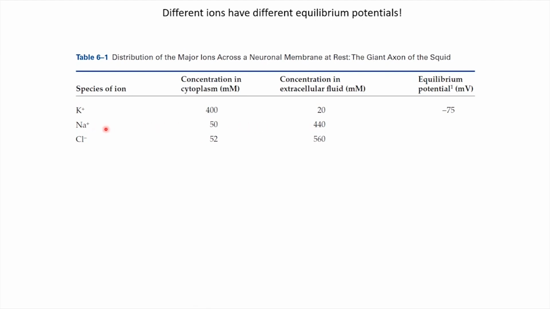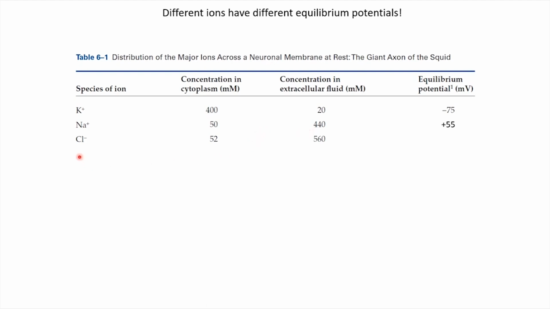And since sodium is positive, sodium ions will be pushed outside only if the inside membrane potential is positive. So the equilibrium potential for sodium will be a positive value, and the exact magnitude turns out to be around 55 millivolts if you plug in these values in the Nernst equation.